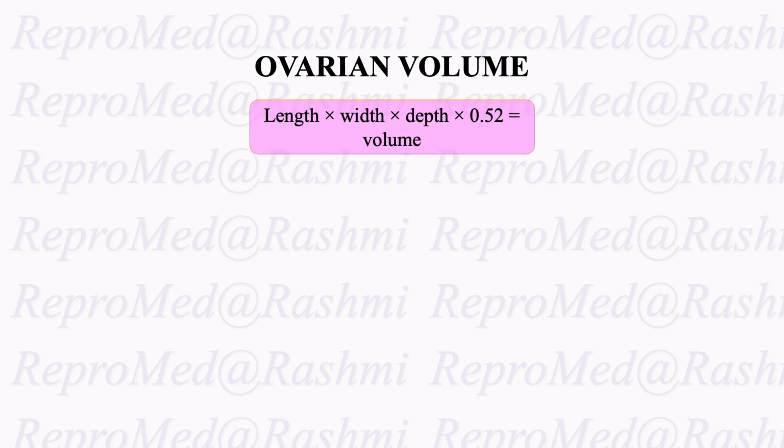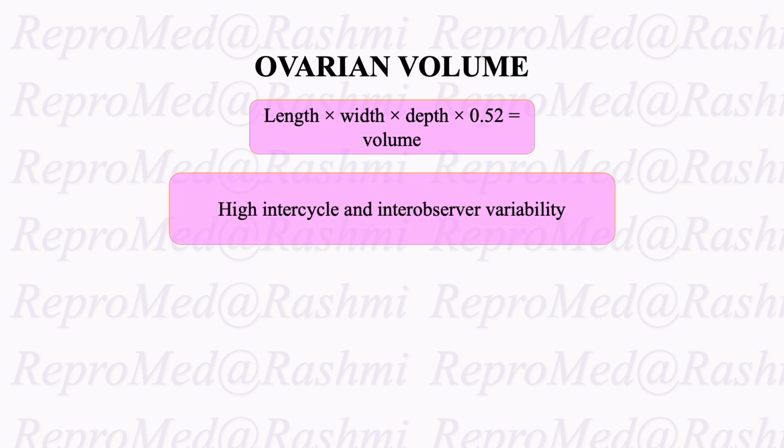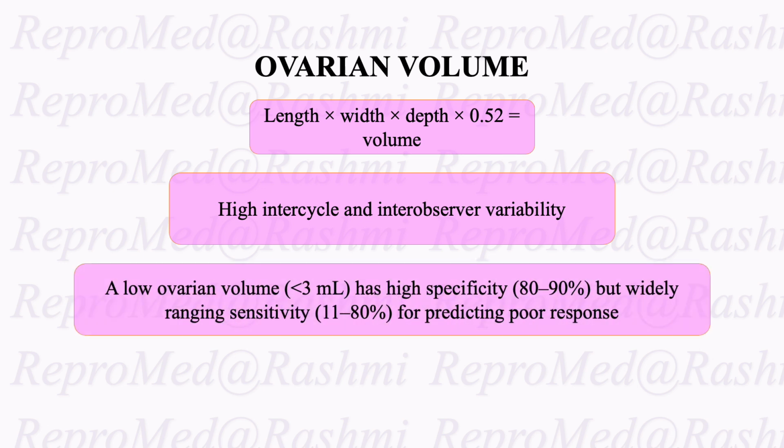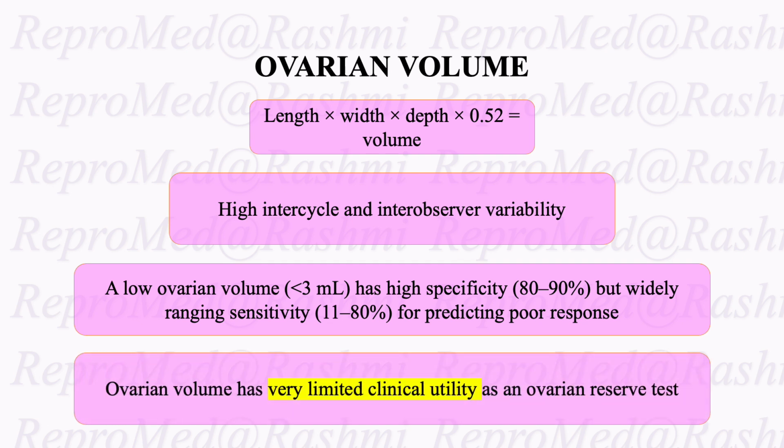Ovarian volume. Ovarian volume is calculated as length into width into depth multiplied by 0.52, but the ovarian volume has high intercycle and intra-observer variability because it is ultrasound based. Anything which is ultrasound based will have intra-observer variability. A lower ovarian volume, that is less than 3 ml, has high specificity but widely ranging sensitivity for predicting the poor response. Ovarian volume has very limited clinical utility as an ovarian reserve test.